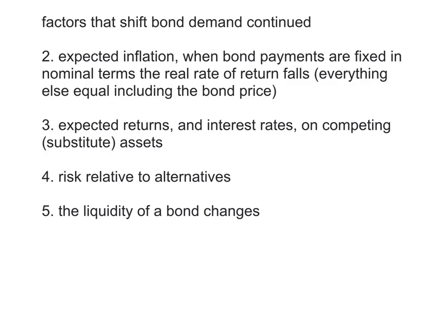Number 4, risk relative to alternatives. Of course, if competing assets become more risky, then bonds look more attractive, and vice versa. Number 5, the liquidity of a bond can change. That's the ability to trade a bond and convert it into cash quickly. If a certain type of bond becomes more liquid for some reason, that makes it more attractive, demand will go up. Less liquid, demand will go down.